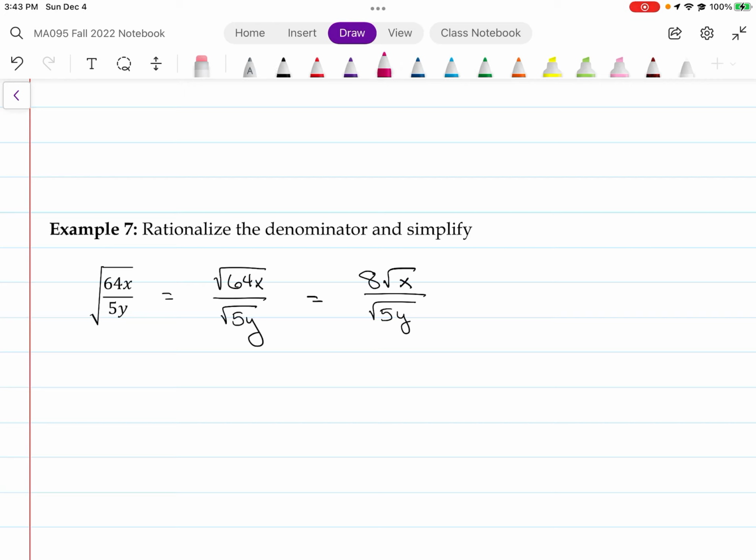All right, now I'm going to multiply top and bottom by what? Square root of 5y.